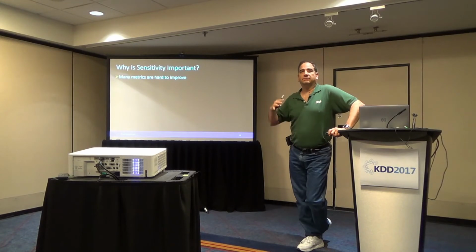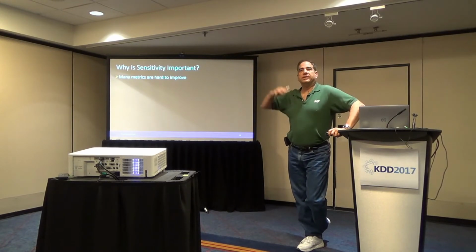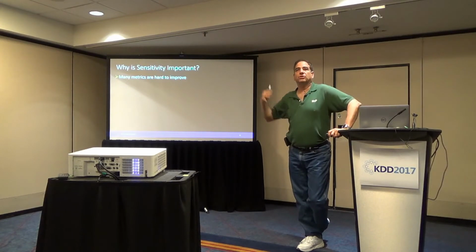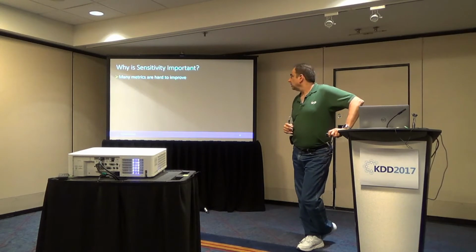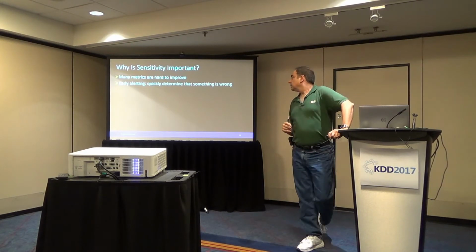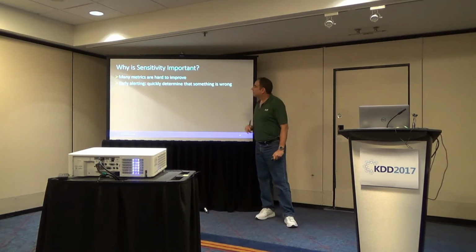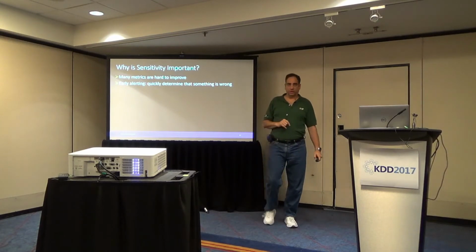Right? So that sort of statement that in infinity is the asymptote, as you get billions of users, everything becomes statistically significant, doesn't happen in practice. Even with our massive scale, it's hard. The second thing that sensitivity is important for is early alerting.